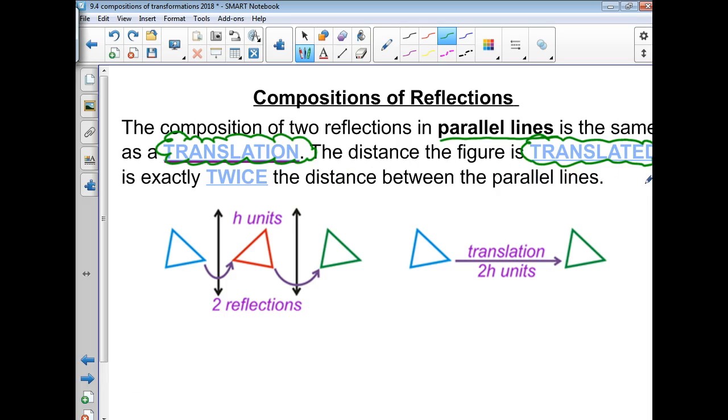I was trying to slide my screen a little wider and it wasn't happy with me. All right, so you need twice the distance between the parallel lines. You've got a nice picture of what's going on, and what it's saying is, if you know the distance between the lines, which is H units, once you do the translation, the distance from the one triangle to the other is twice that distance between the lines.